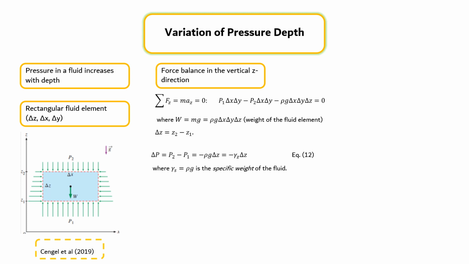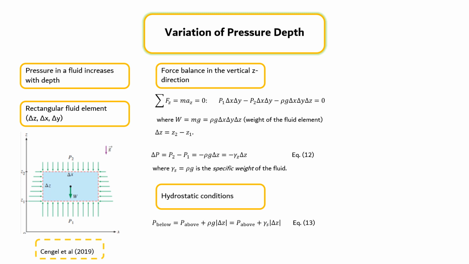An easier equation to remember and apply between any 2 points in the same fluid under hydrostatic conditions can be expressed by equation 13, where below refers to the point at lower elevation and above refers to the point at higher elevation. For a given fluid, the vertical distance delta z is sometimes used as a measure of pressure, and it is called as pressure head.